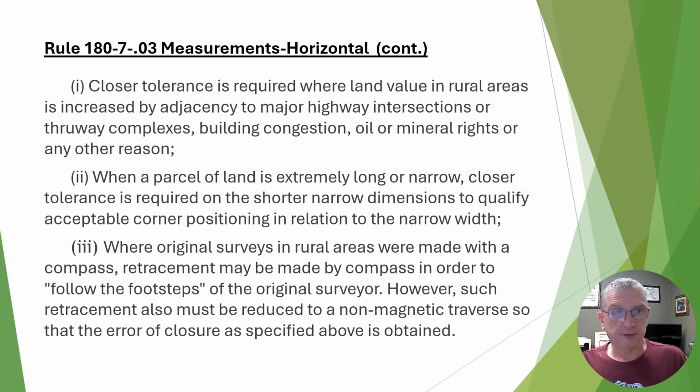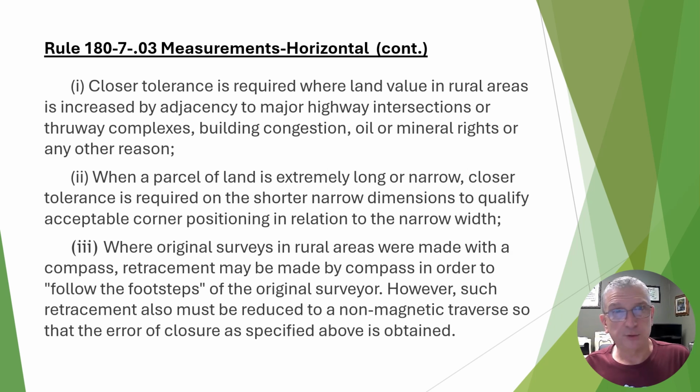And likewise, little 2i, when a parcel of land is extremely long or narrow, closer tolerance is required on the shorter, narrow dimensions to qualify acceptable corner positioning in relation to the narrow width. So, say a piece of property is 100 feet wide by 1,000 feet long. Well, if you got a foot off in the sidelines that's 1,000 feet long and it's actually 999, that's probably not too big of a deal.